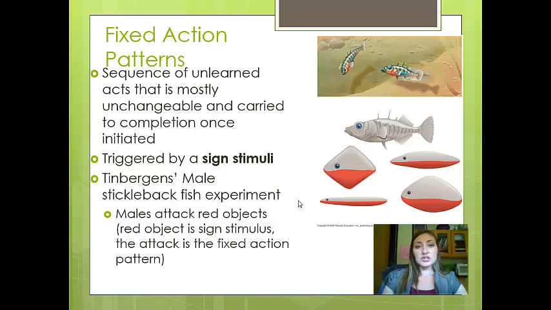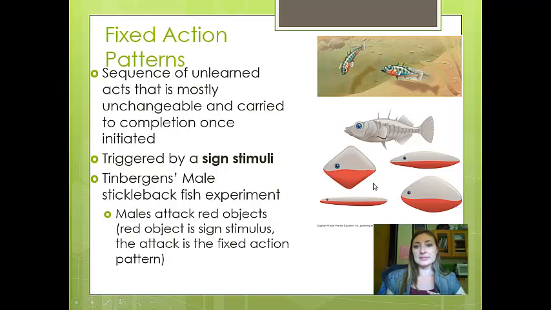Fixed action patterns are unlearned acts that are mostly unchangeable, and once they are started, they are carried to completion. They are usually triggered by a sign stimulus. So there's something that triggers the behavior and it carries on until the organism has gone through the complete action. A great example of this is Tinbergen's male stickleback fish.